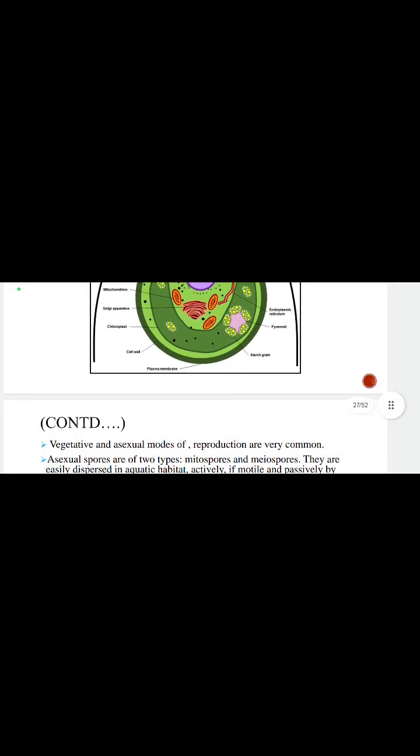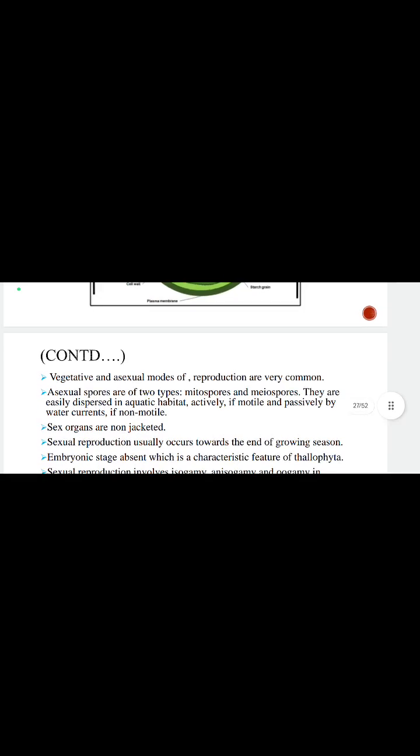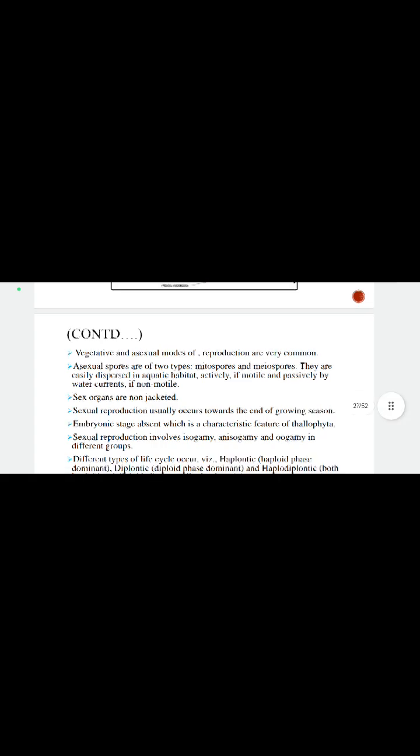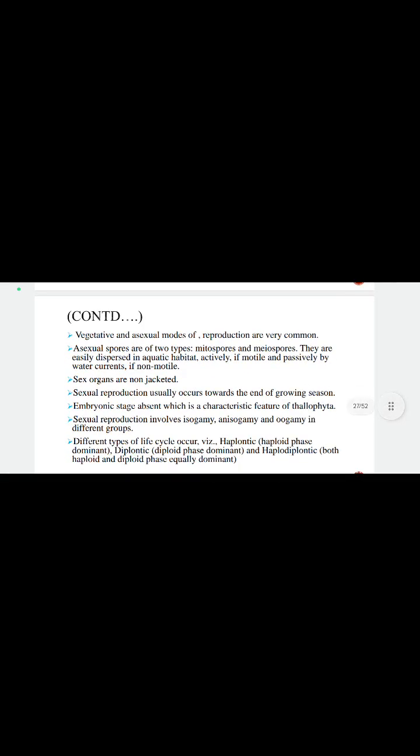Then this is the structure of algae. These are all the components of algae. The vegetative and asexual modes of reproduction are very common. Asexual spores are of two types, mitospores and meiospores. Mitospores are formed by mitosis and meiospores are formed by meiosis.